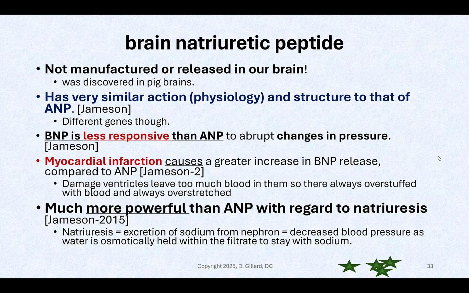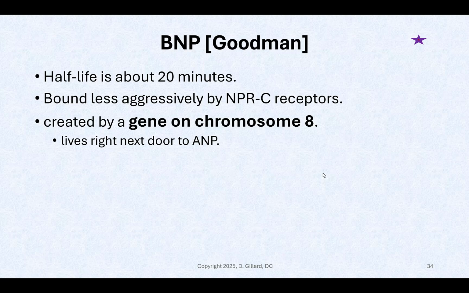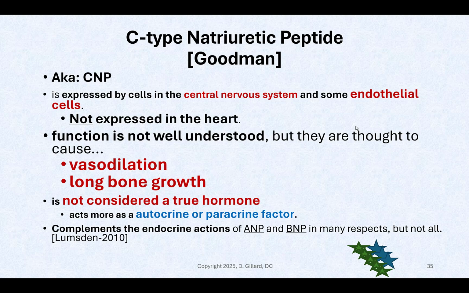Myocardial infarction, again, causes huge amounts of BNP to be released. And we've talked about overstuffing already. Half-life is longer, about 20 minutes. It binds less aggressively to NPRC receptors. I cut all the receptor stuff out because we're getting too deep into the weeds, so I'm not going to ask you about NPRC receptors anyway. You should know the NPRA receptor, which is on the principal cell, created by a gene on chromosome 8, living right next door to the ANP gene.